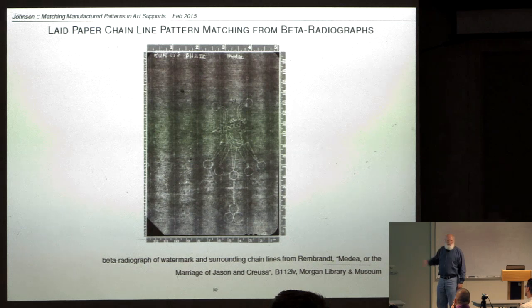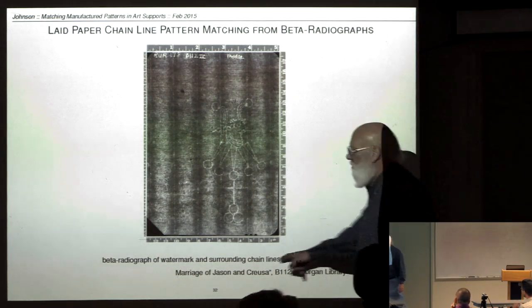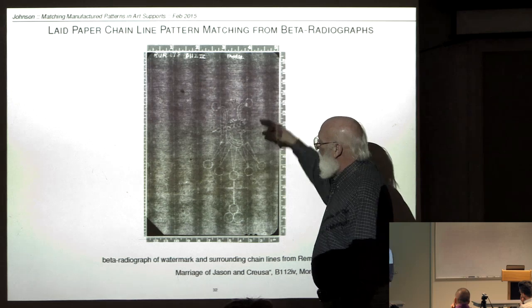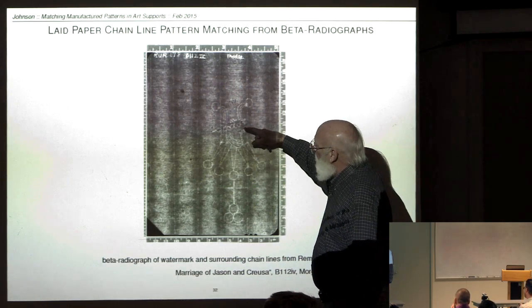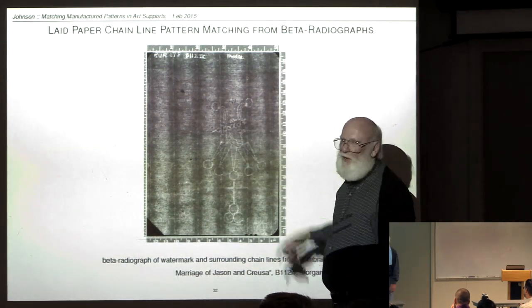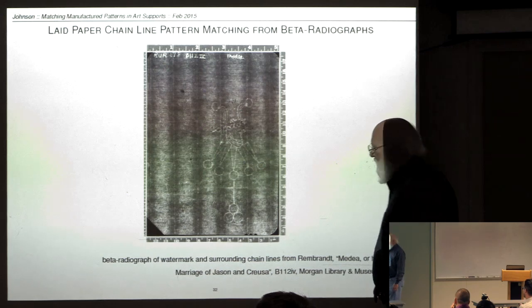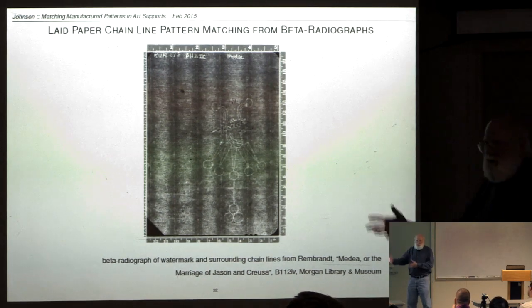Okay, what's that? That's called a beta radiograph. It's kind of a low energy X-ray of a piece of paper. It's a print by Rembrandt. Actually, it's not the whole print. It's just the part around the watermark. See this dude here? This is a jester's hat with the balls on the top. He has a 5-pointed collar. Okay, so this is a particular print by Rembrandt. Why am I not showing you this?